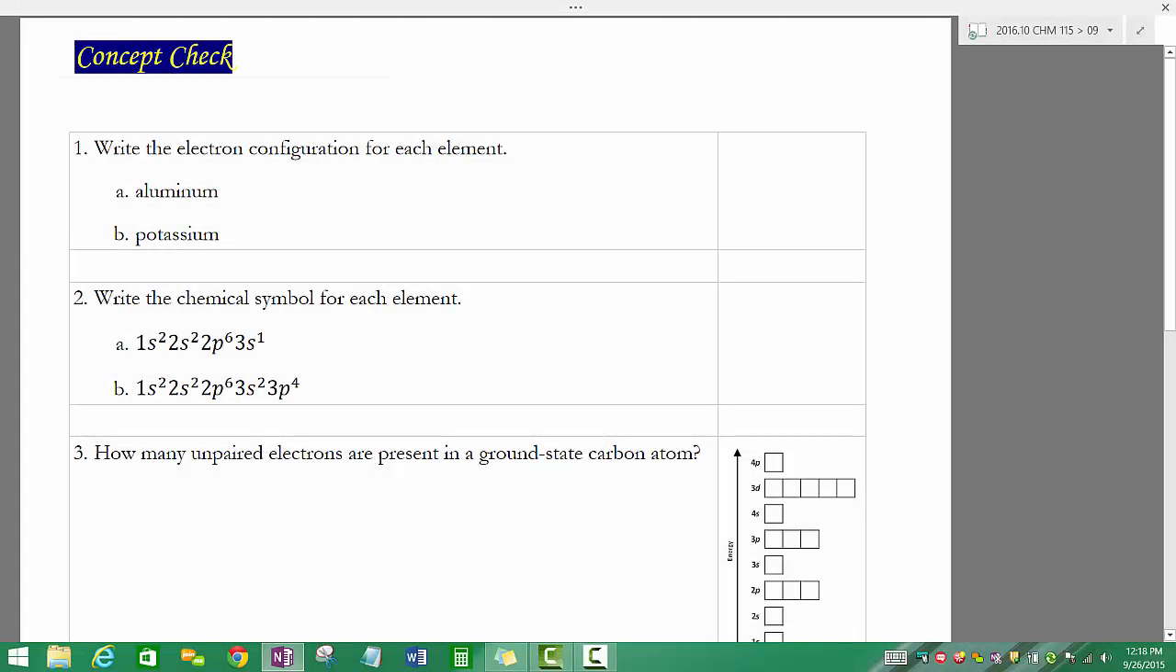Now, as a final activity, I would like you to go ahead and complete this concept check. This will be part of the assignment that goes along with this video and notes. So good luck, and we will be discussing this on Monday.